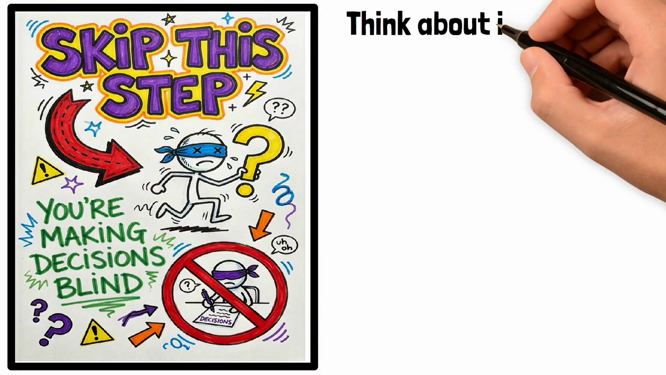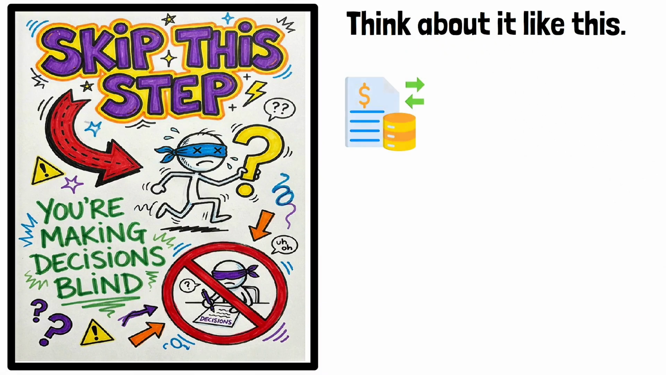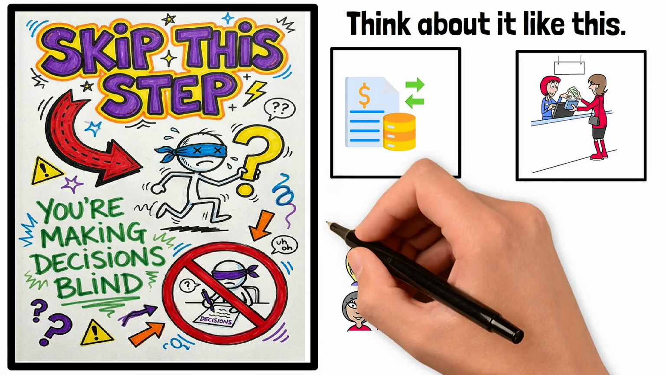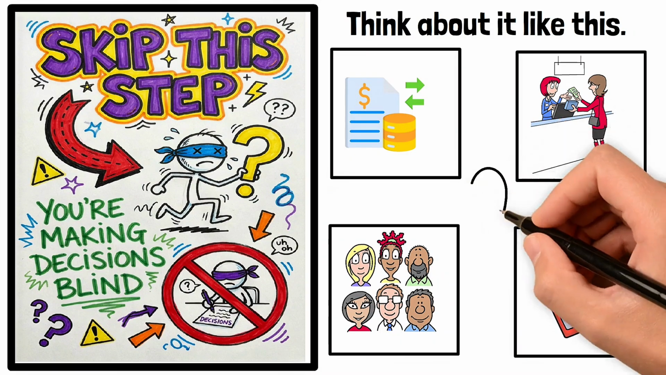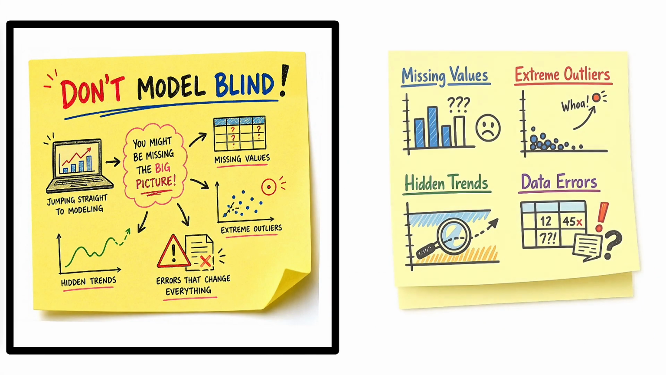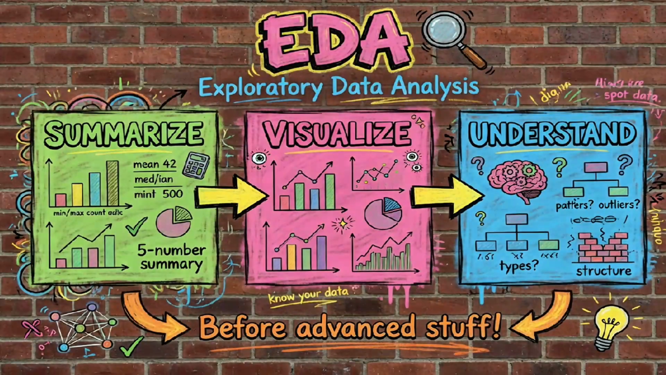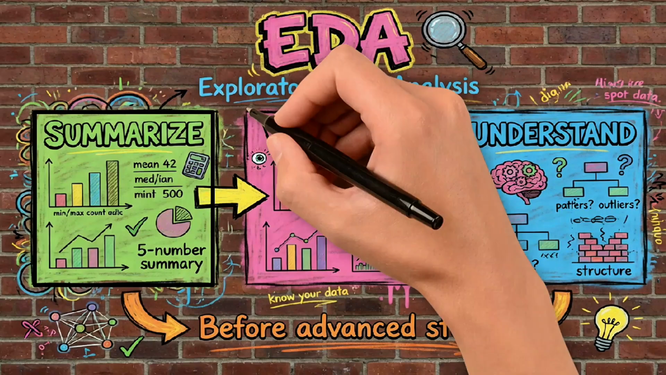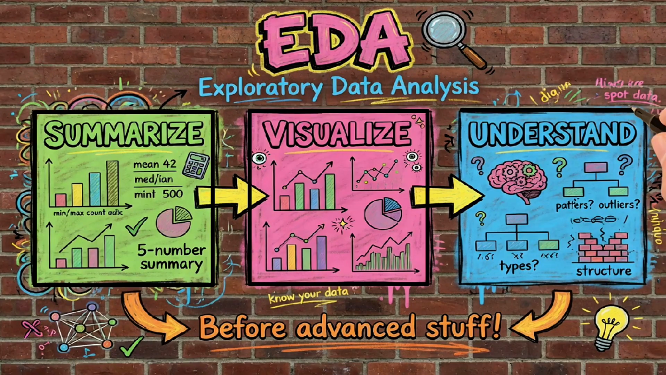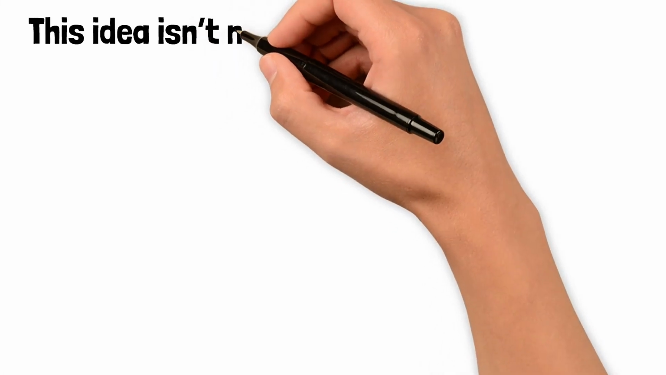Think about it like this. Imagine someone hands you a data set with thousands of rows. Sales, customers, prices, locations. If you immediately start modeling, you're assuming the data is clean, balanced, and meaningful. But in reality, there could be missing values, extreme outliers, hidden trends, or even errors that completely change your conclusions. EDA is the process of digging into that data, summarizing it, visualizing it, and understanding its structure before doing anything advanced.